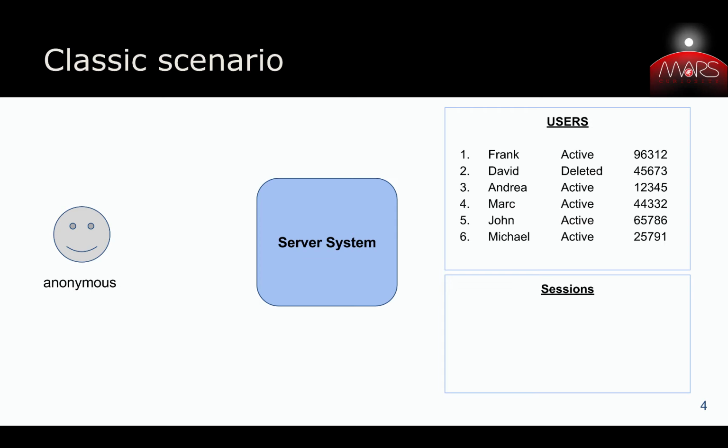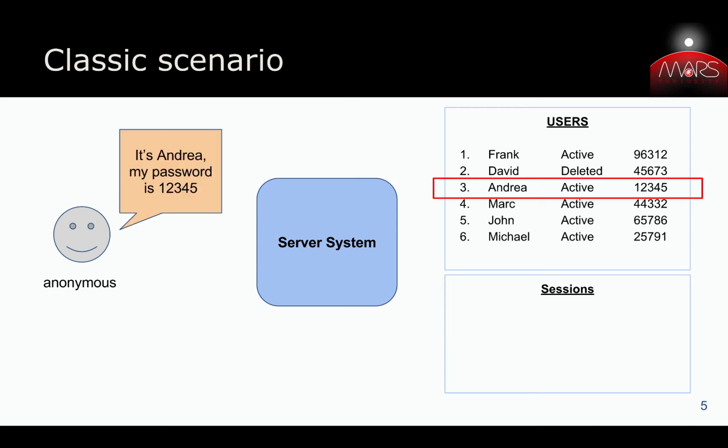And so the user presents himself to the server system with his credentials, saying, okay, I'm Andrea, my password is 12345. The server system can check if a user named Andrea actually exists and is active, and if the credentials match. Not a good idea to store passwords like that, but it's just an example.